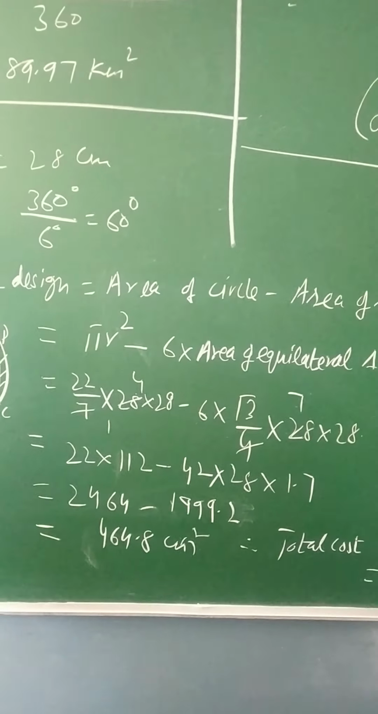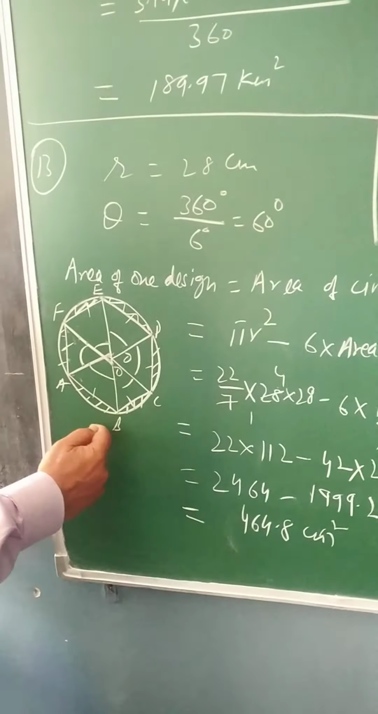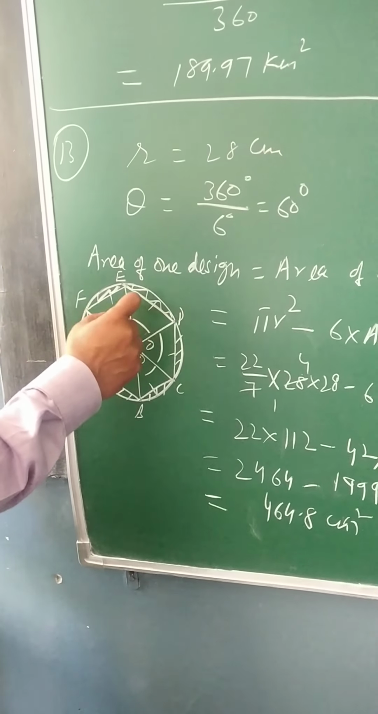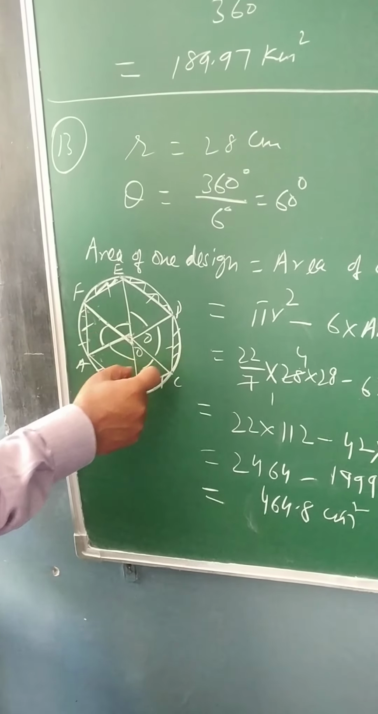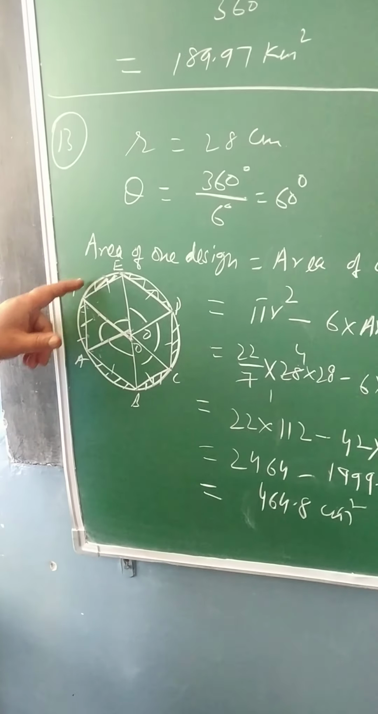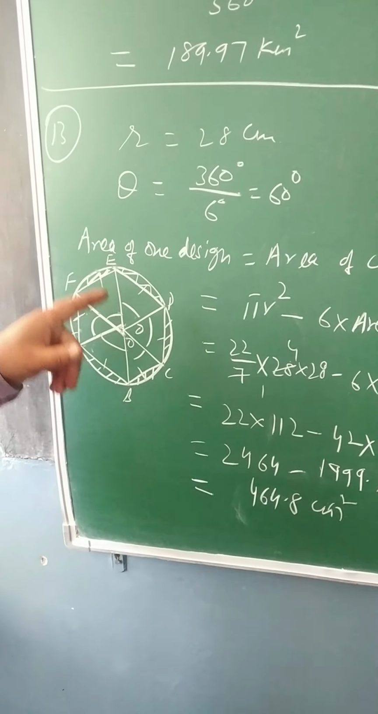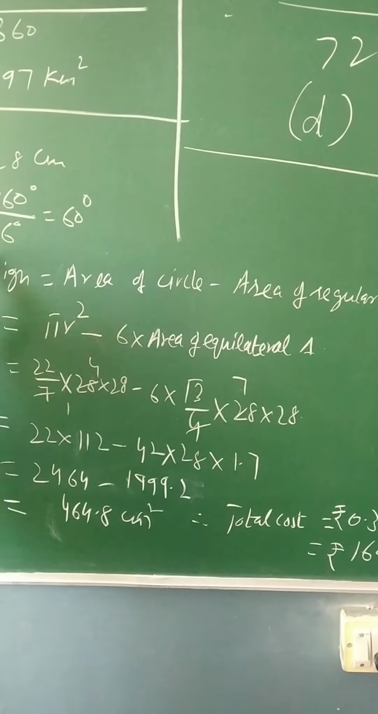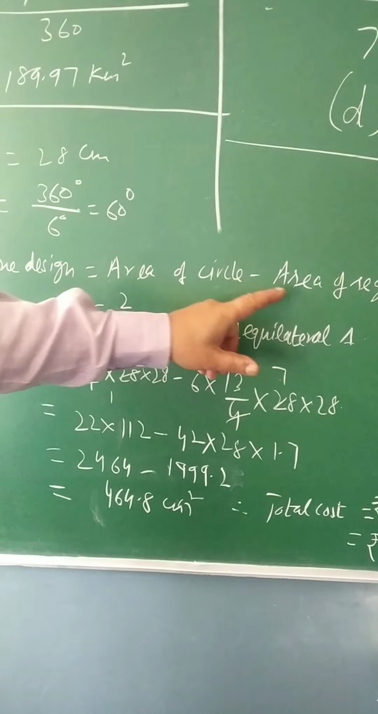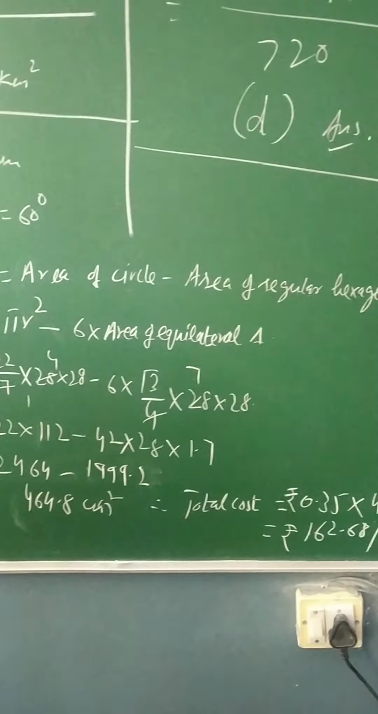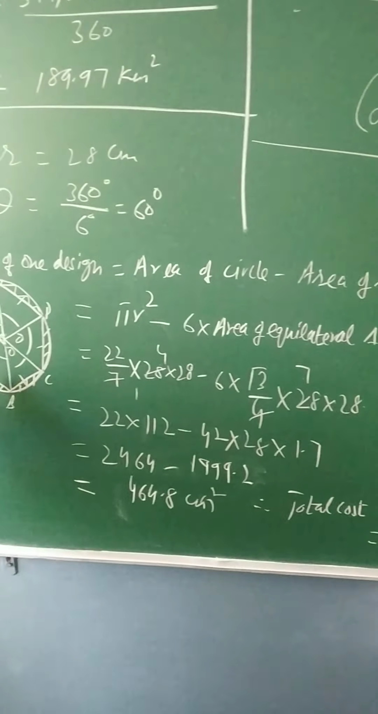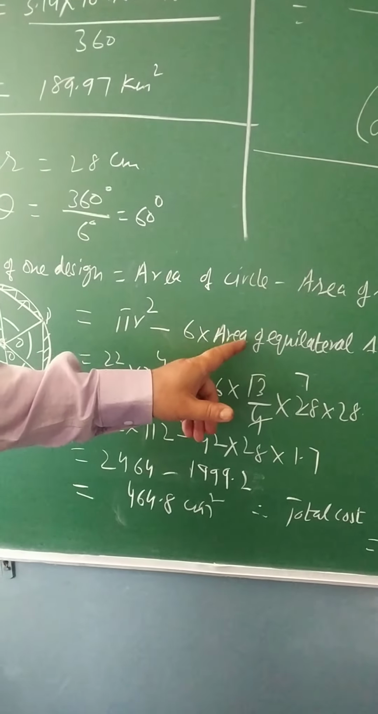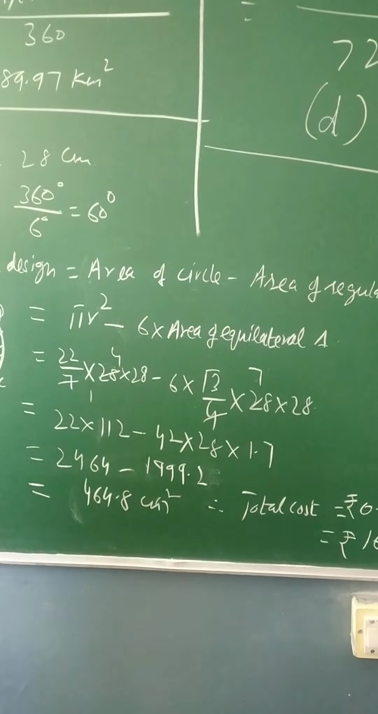So now it is very clear, if from this circle I subtract the areas of the 6 triangles, I will be left with the area of the design only. So in that way you can manage. I have written the equation: area of the design is equal to area of the circle minus area of the regular hexagon, and the area of one regular hexagon is always equal to 6 into the area of one equilateral triangle.